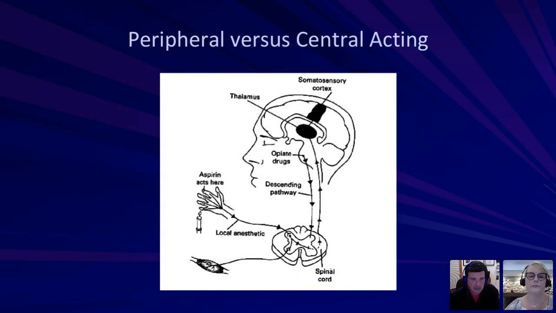We can start talking about the peripheral acting, out in the periphery, in the sense where that candle is in our fingers. In the case there, it says aspirin acts here, but we don't use a lot of aspirin. So that would be where your acetaminophens or your ibuprofens would work.